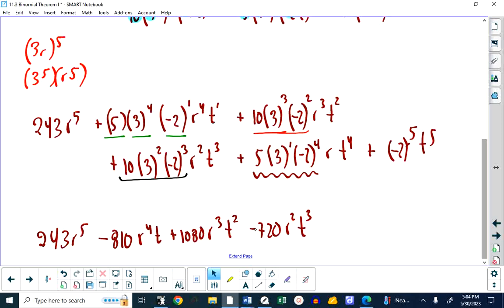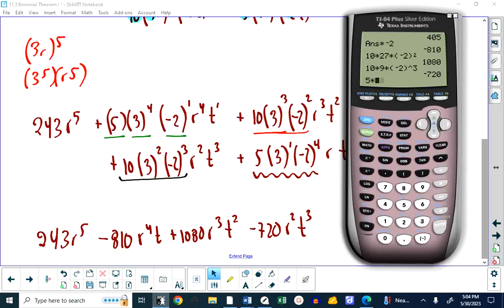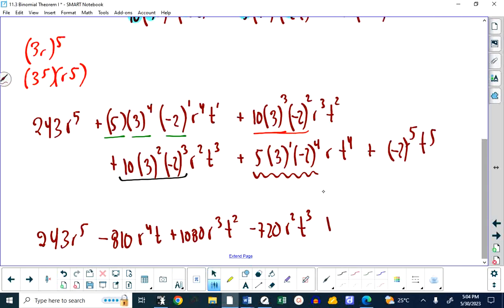5 times 3 to the 1 times negative 2 in brackets to the 4. 3 to the 1 is just 3. I get 240. So my final term, not my final term, that term is 240 r t to the 4. Finally, negative 2 to the 5 is negative 32 t to the 5. It's a bit of a journey for that one. There's a lot going on there.